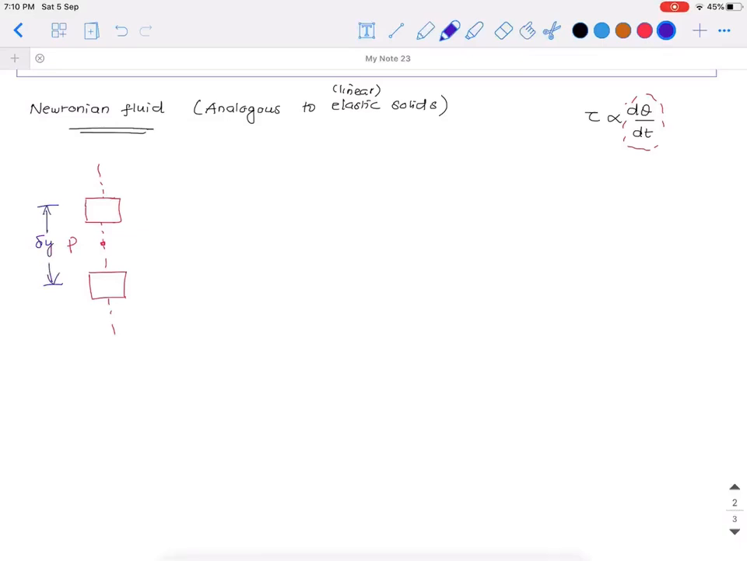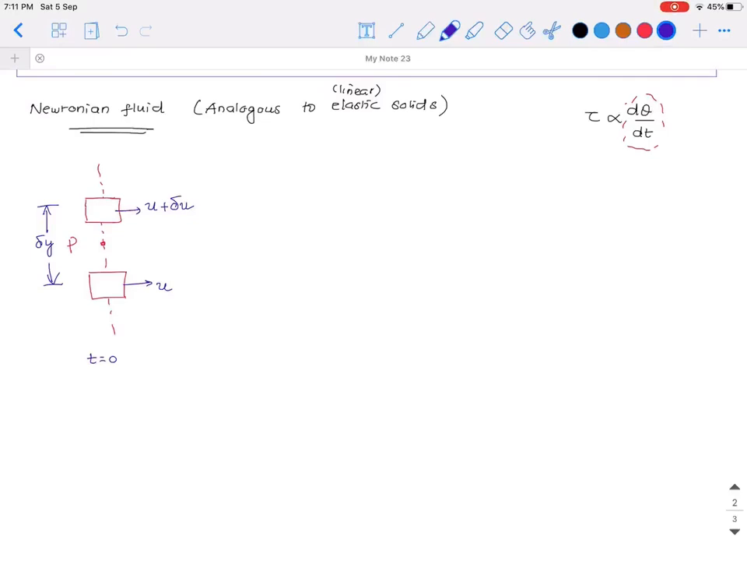This is at t0. The bottom one moves with velocity u, and the one slightly away from it moves with u plus delta u, a slightly different velocity than the bottom layer.